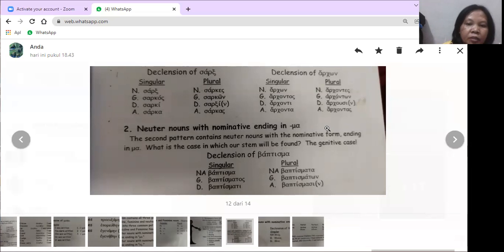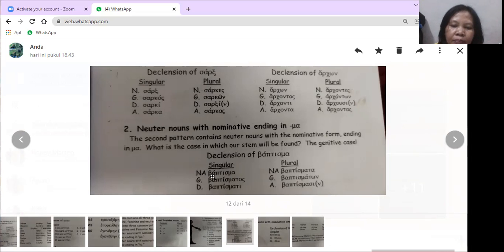Neuter nouns with nominative ending in ma. The second pattern contains neuter nouns with the nominative form ending in ma. What is the case in which our stem will be found? The genitive case. For example, the declension of baptisma.